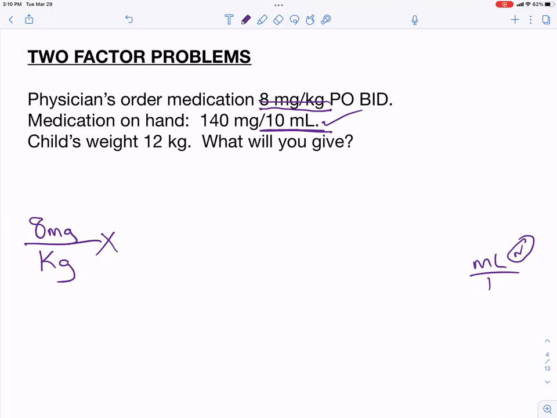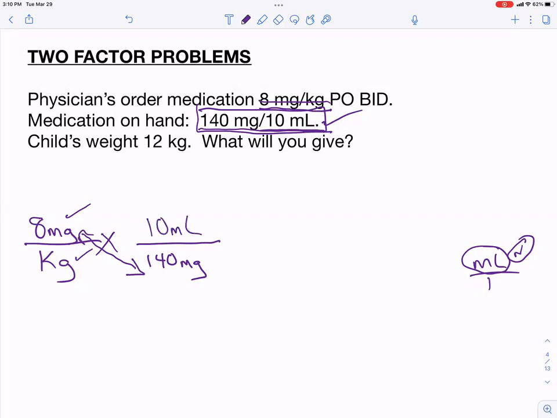So how do I get rid of milligrams and kilograms to get a milliliter? Well, I use what's available in my problem, and I have to start with what's on hand, what's available. So I set things up so I can cross off the unwanted. So if I want to get rid of milligrams, I can use the on hand, but I have to make sure I set it up so I can cross off my unwanted. And in this case, I'm going to put 140 milligrams in the denominator position and 10 milliliters in my numerator position. When I do this, I can cross off my milligrams. Well, I'm almost there because now I have my milliliters, but I still have to get rid of kilograms.